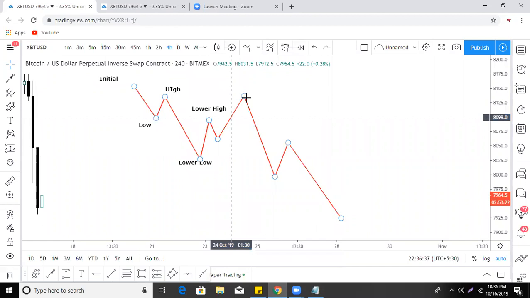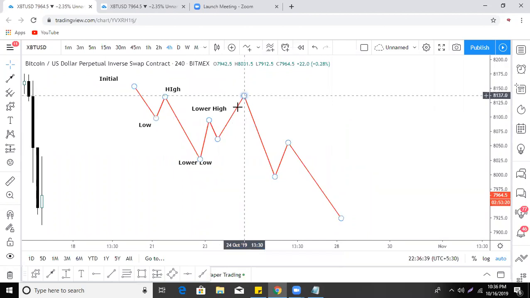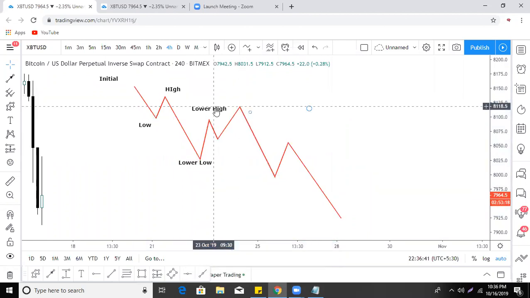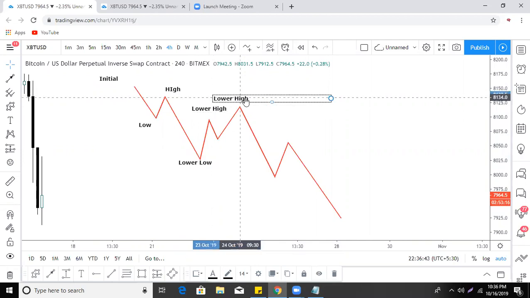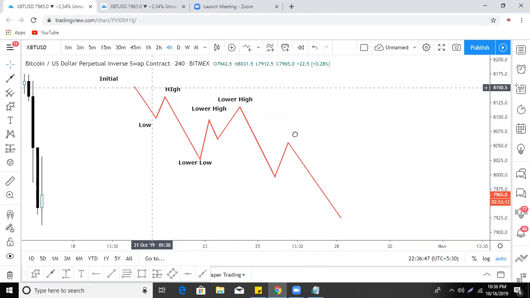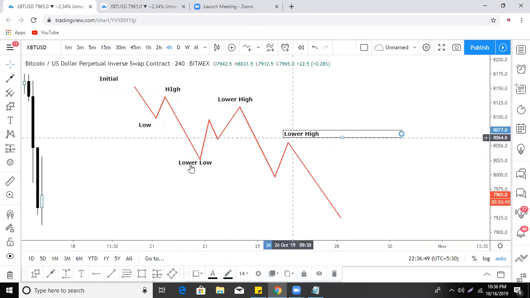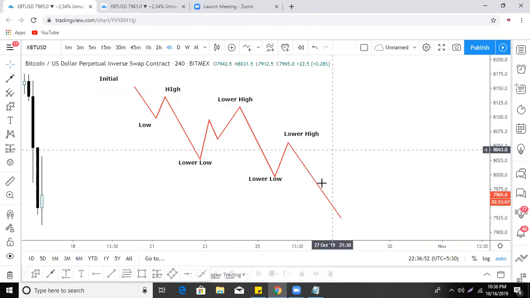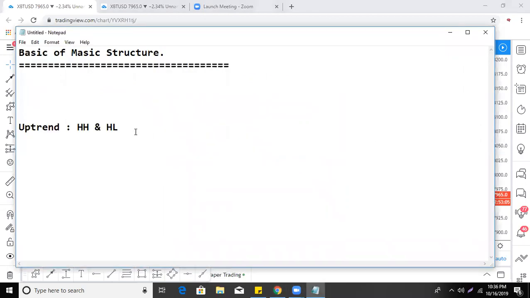Right? After this, what happened? Let's take this here. Right? We got another lower high compared to this high. Okay. And then we got another lower high and another lower low. So this is the downtrend. So what is a downtrend? How do we decide that the price is in a downtrend? We call it a downtrend when the price is making lower highs and lower lows.